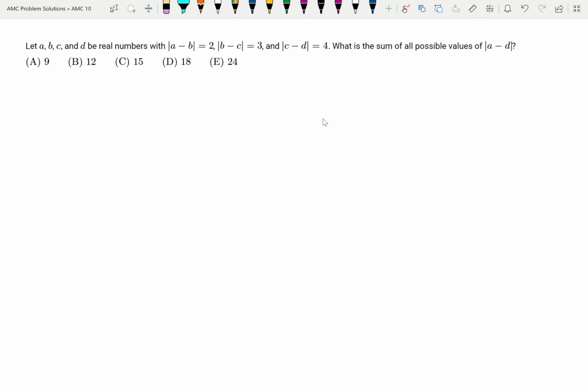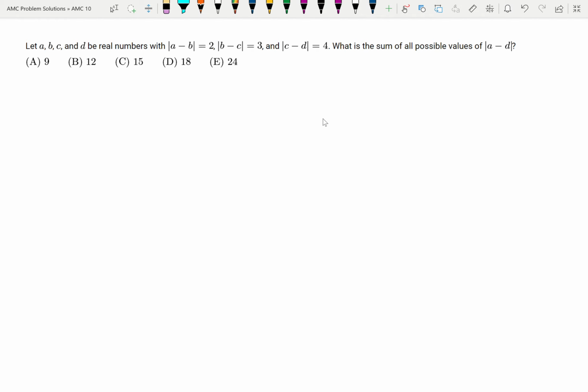Let A, B, C, and D be real numbers with the absolute value of A minus B equal to 2, the absolute value of B minus C equal to 3, and the absolute value of C minus D equal to 4. What is the sum of all possible values of the absolute value of A minus D?